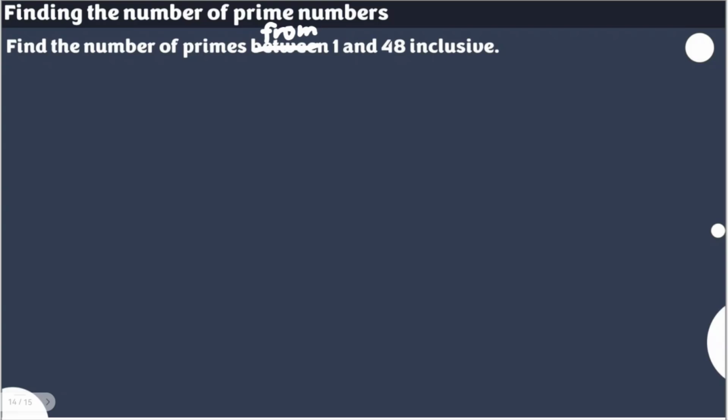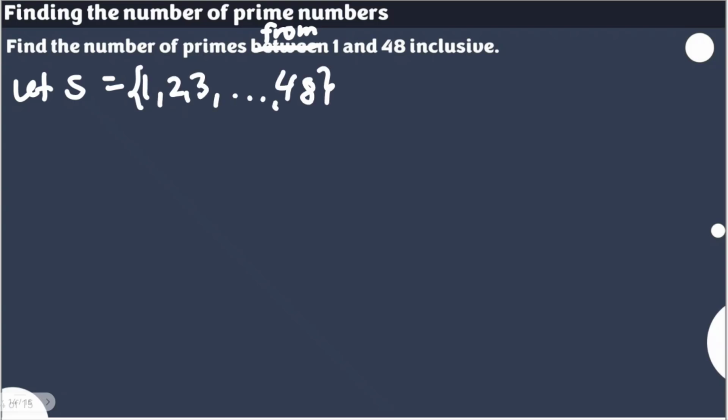So we're going to have here, let S be the integers 1, 2, 3 until 48, again inclusive, and we'd like to identify the number of prime numbers there.